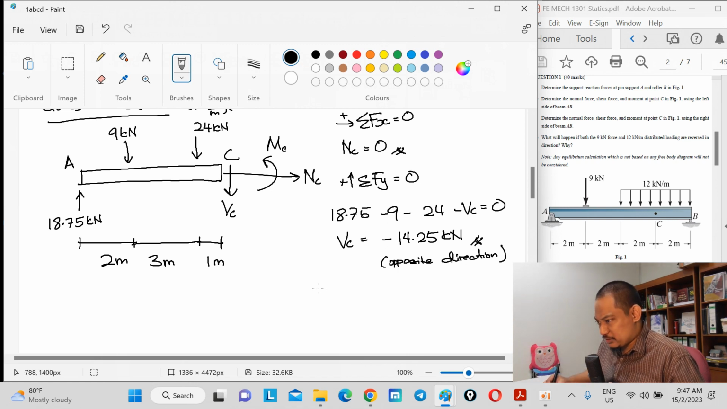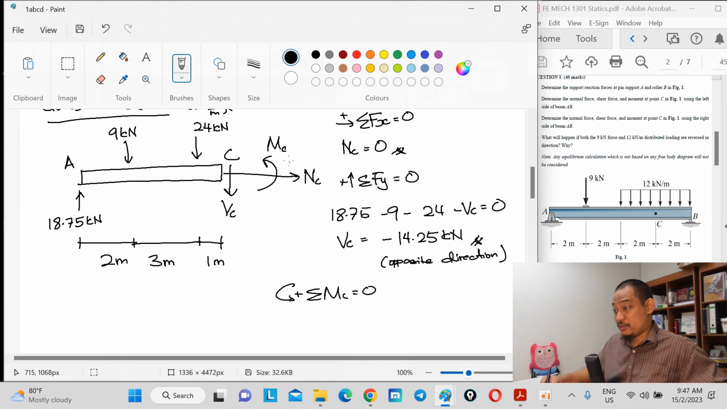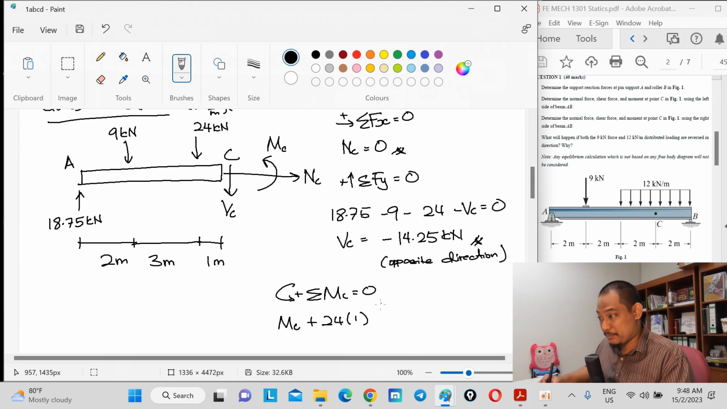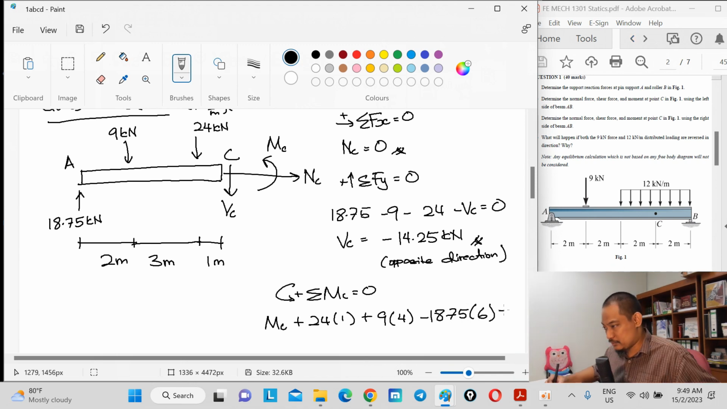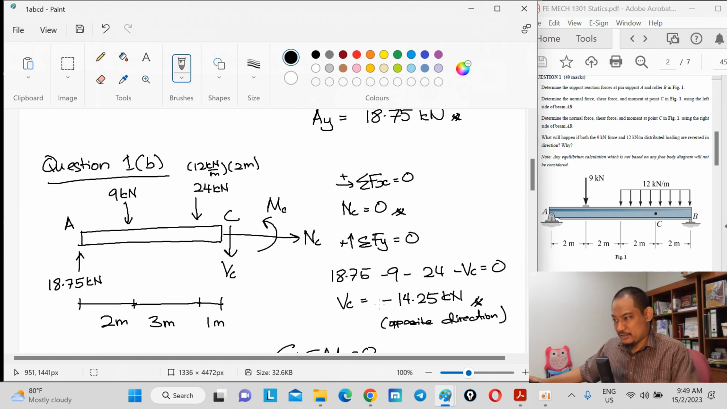Now, summation of moment about point C equal to 0. Let's consider counterclockwise as positive. So you have MC, and then 24 also counterclockwise, so plus 24 times 1, and then plus 9 times 4, and then minus 18.75 times 6, equal to 0. So MC equals 52.5 kilonewton meter. So those are the 3 answers requested.